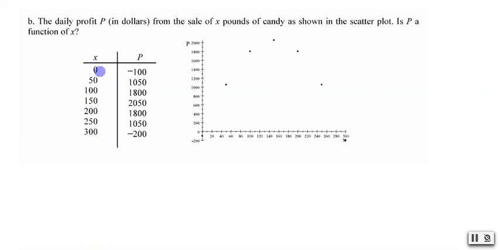If you sell this much candy, then this is your profit. Sell this much candy, that's your profit. You're not going to say, well, if I sell 150 pounds of candy, that I get two different profits. That wouldn't even make sense in this type of situation. So yes, it's a function.